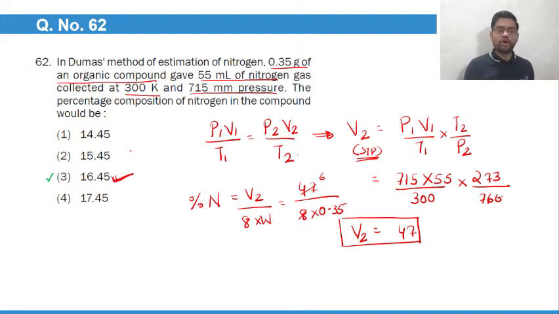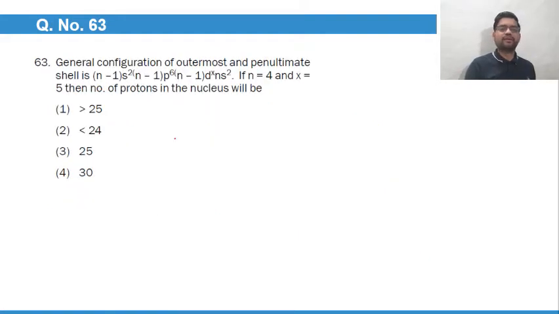So 62, option number 3 is the right answer. 63, the general electronic configuration of outermost and penultimate shell is this. If n is equal to 4 and x equal to 5, the number of protons in the nucleus. So n equal to 4.